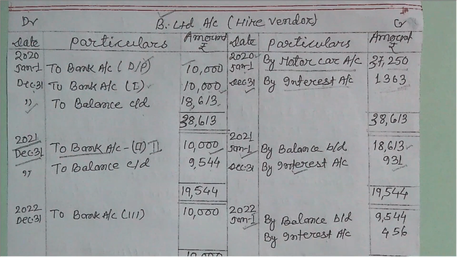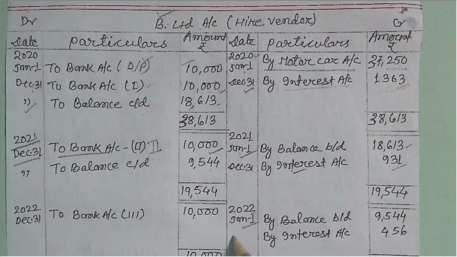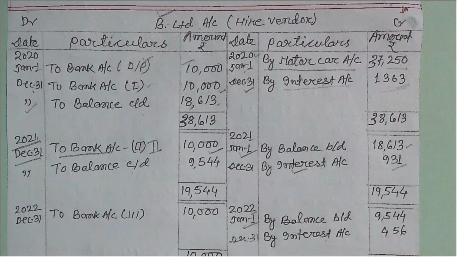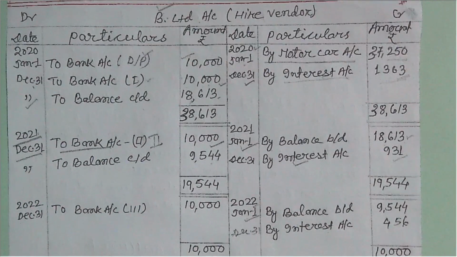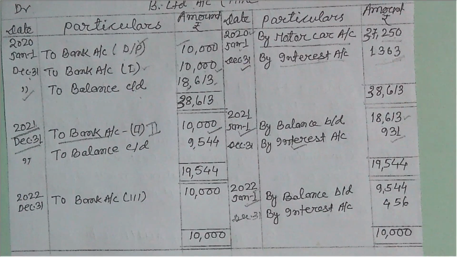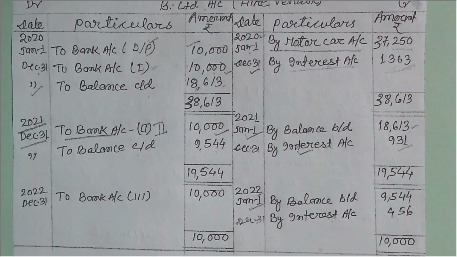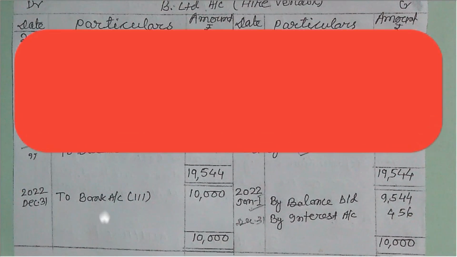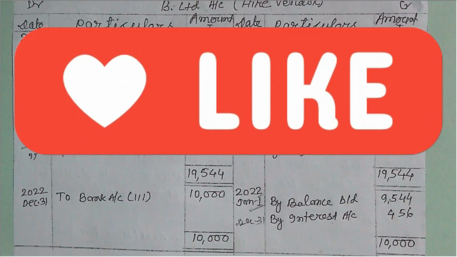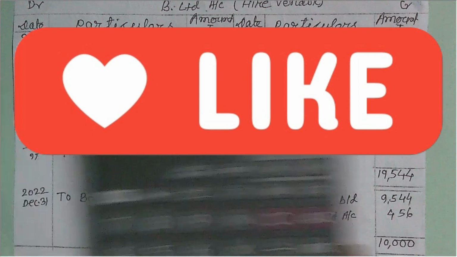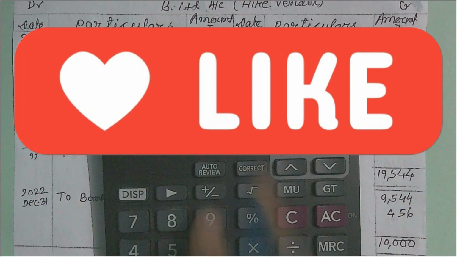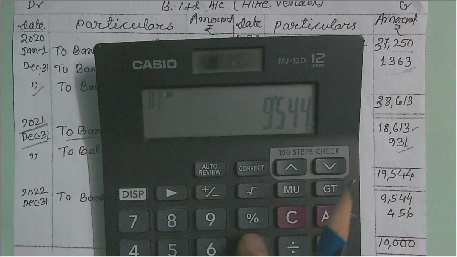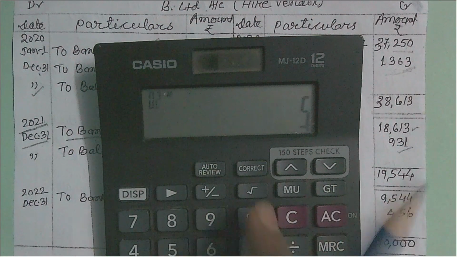Okay, now again on the 31st December, he will pay the interest. Now this is the last installment, so after that no balance amount should be left, so both sides the amount must be closed. Now what we have to do now on this balance 9,544, you have to calculate the interest at 5%.